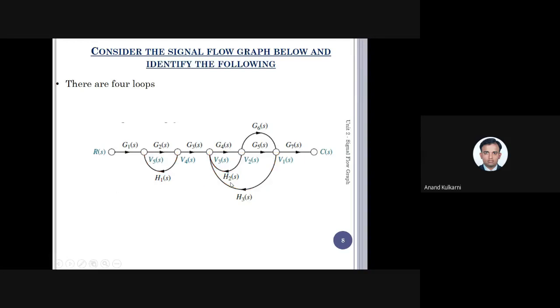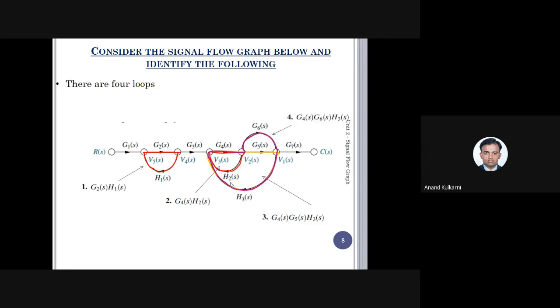I'll just show you once again. This is the red color one. This is forward path 1. This is forward path 2. Sorry, this is not a forward path, this is a loop. This is loop number 1, this is loop number 2, loop number 3, and loop number 4.